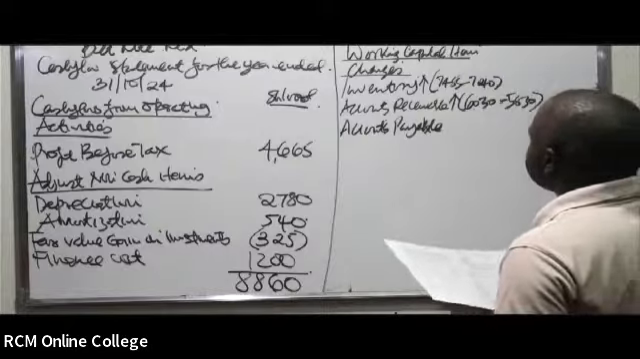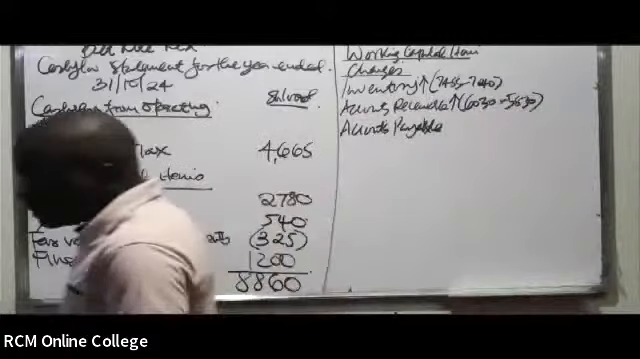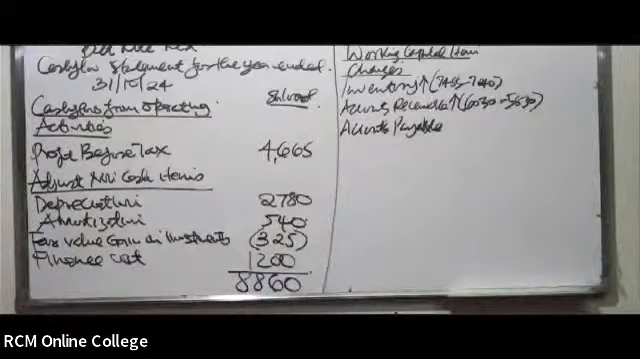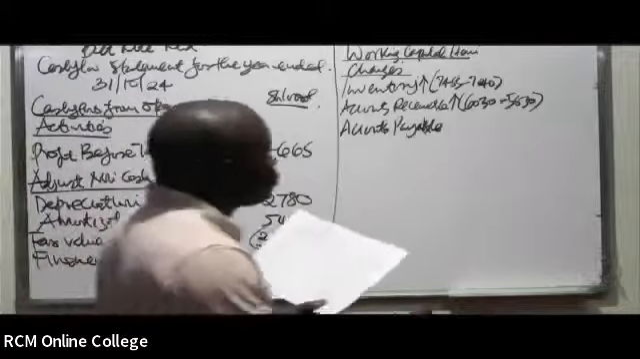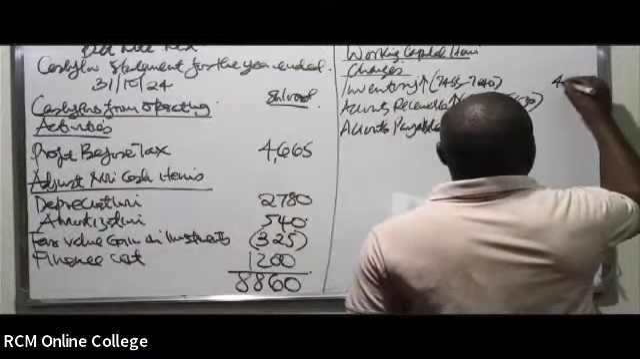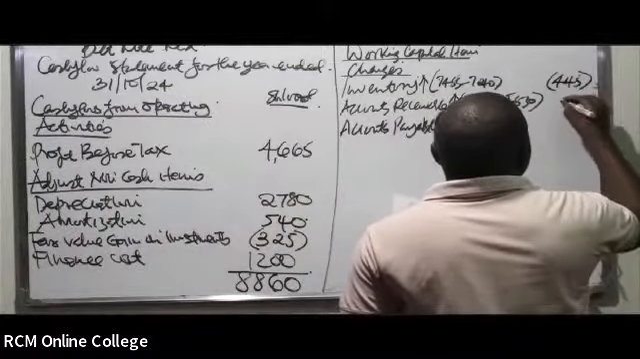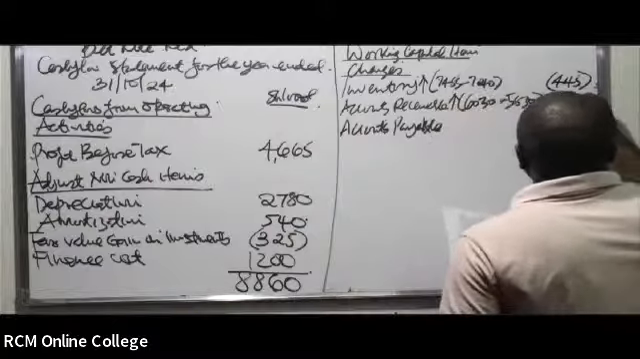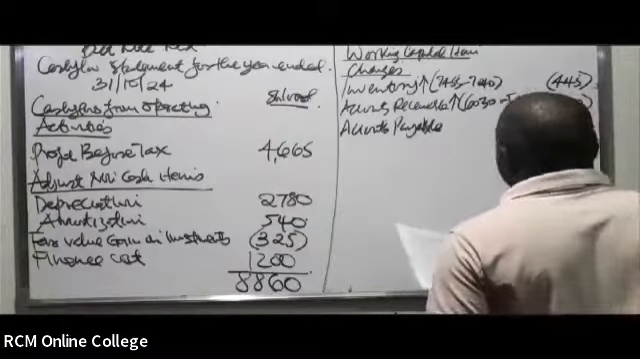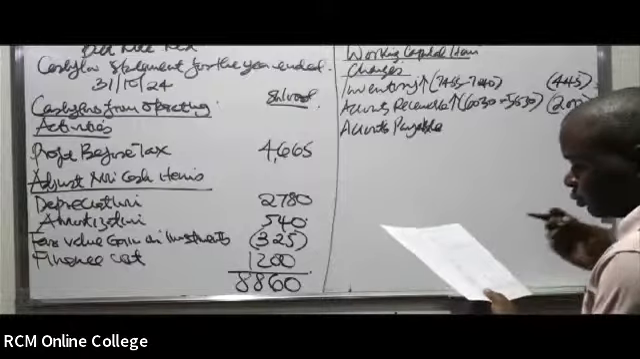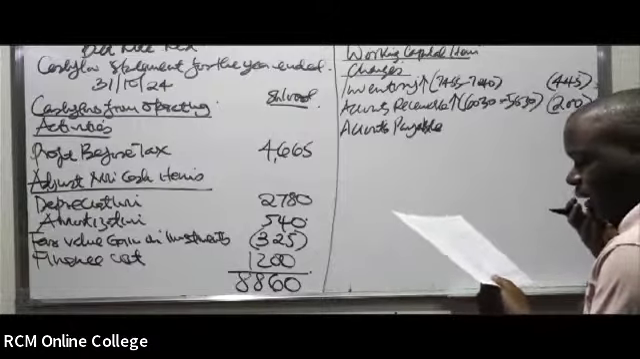What about inventory? Inventory, we can start with the inventory. It is increasing by how much? Inventory is increasing by 445. So in this case, 445 we deduct. This one will be increasing, deduct. This one is 200. When they're increasing, you deduct. Then accounts payable, we look at accounts payable.